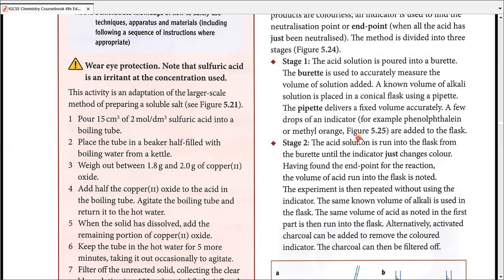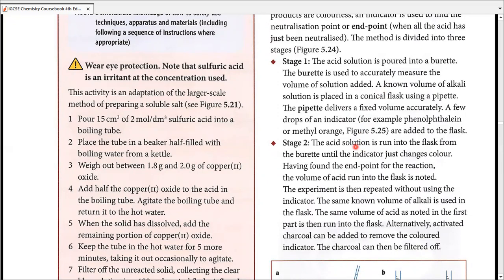Don't forget, pipette delivers a fixed volume and that it does accurately. Fixed volume means pipettes are designed to deliver a very specific volume and not more or less than that usually. However, if you want to take less than that, that's possible since the capacity of pipettes are less, like 10 cubic centimeter, 25 cubic centimeter, you can't take much of it.